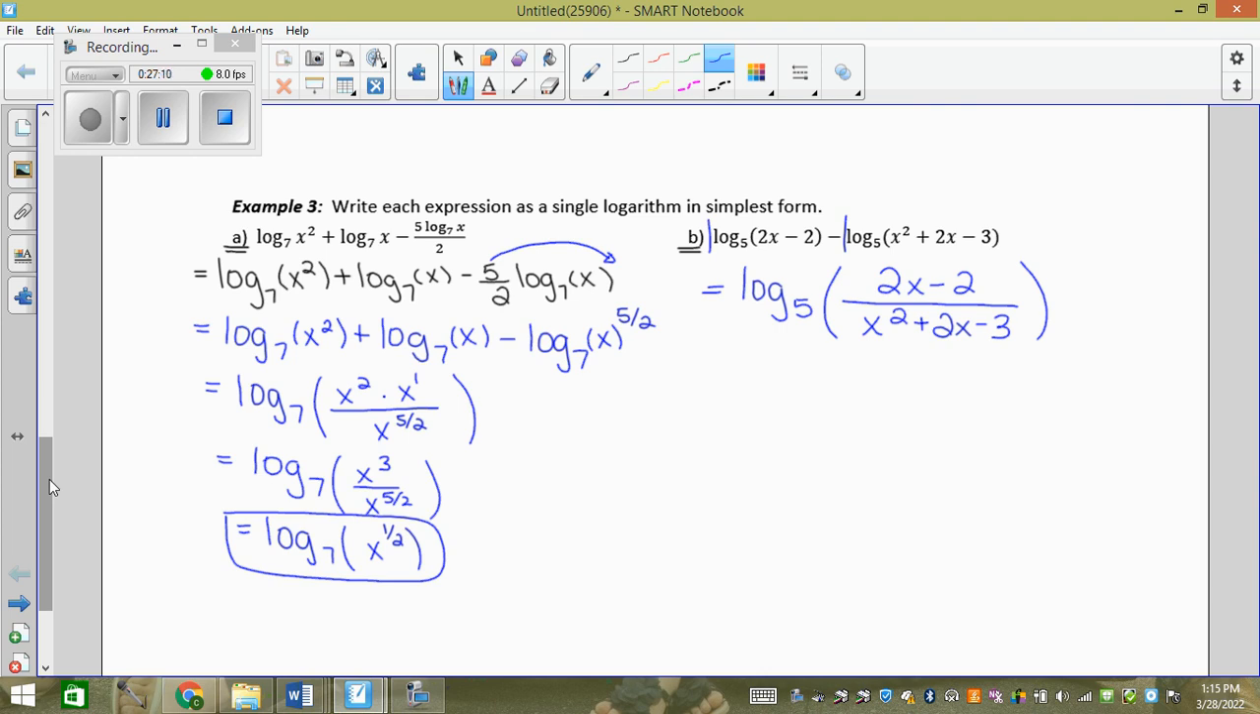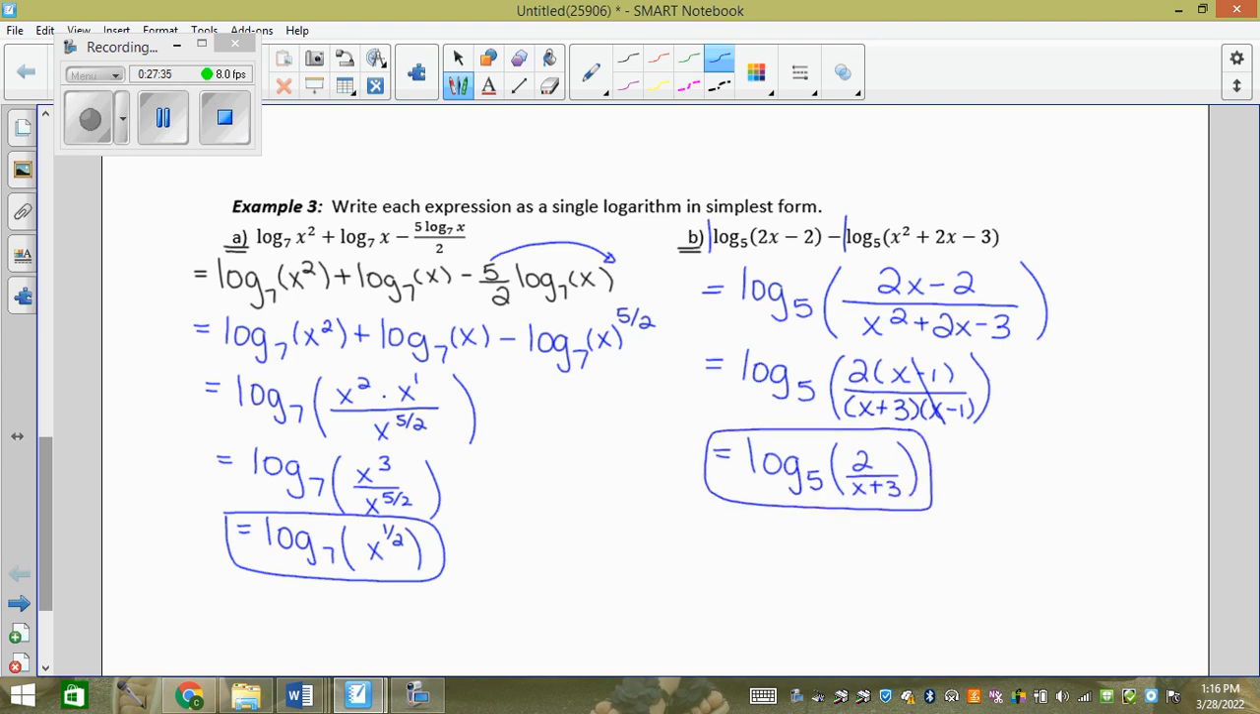The numerator, I can take out a 2, and I'm left with x minus 1. The denominator factors to x plus 3, x minus 1. The x minus 1's cancel, and I'm left with log base 5 of 2 over x plus 3. Done. Then we're going to flip over.